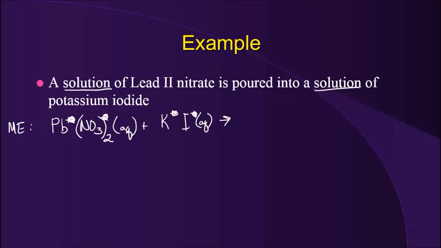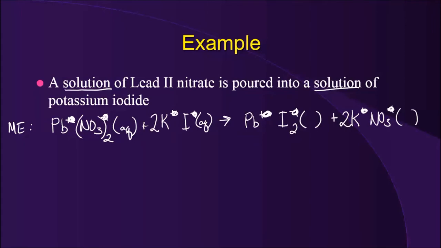All right. So the first goes with the last. Lead. And the last is iodide. 2. Plus, then the middle ones go together in reverse order. K goes with NO3. It's always the metal first, and those are balanced. All right. Is this equation balanced? A 2 here and a 2 here. Any questions so far?